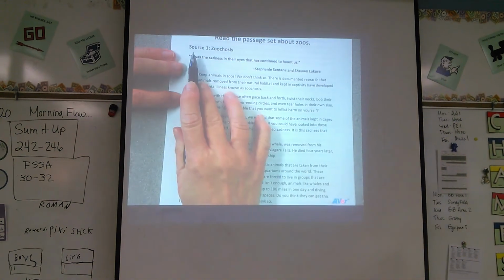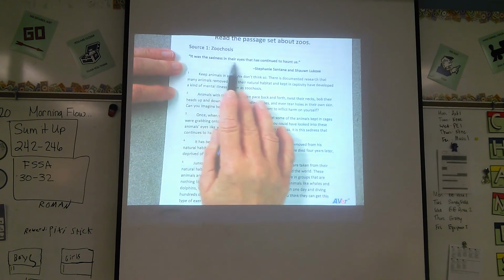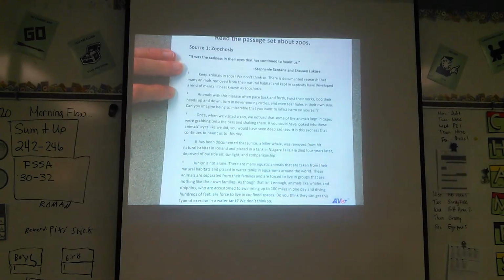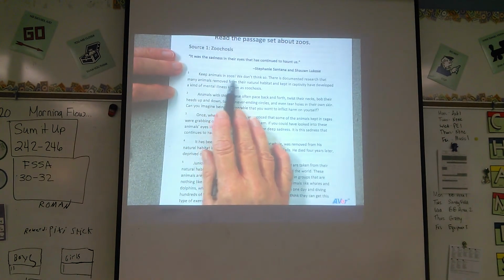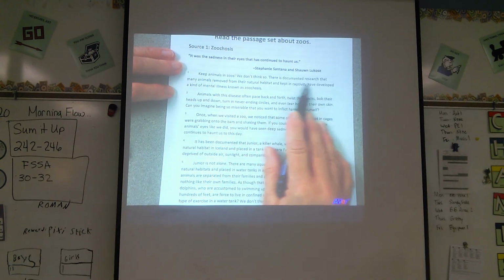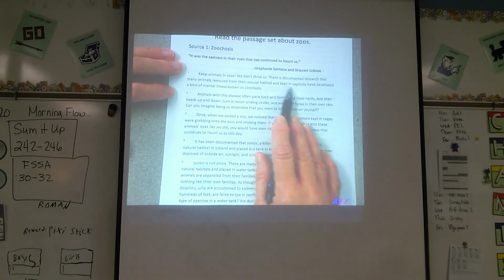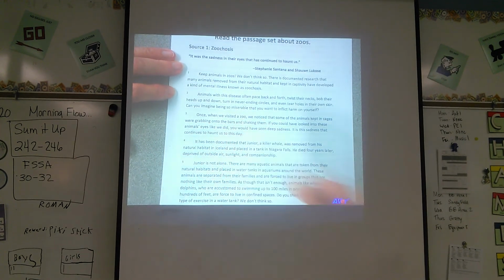Let's read this. Source 1, Zoochosis. It was the sadness in their eyes that has continued to haunt us. Notice the words that they're using. Remember, persuasive, trying to persuade somebody to think in a certain way, feel emotion about a certain topic. Keep animals in zoos? We don't think so. There is documented research that many animals removed from their natural habitat and kept in captivity have developed a kind of mental illness known as zoochosis.